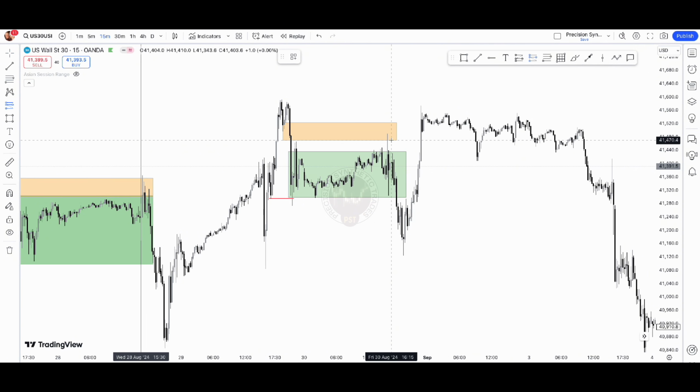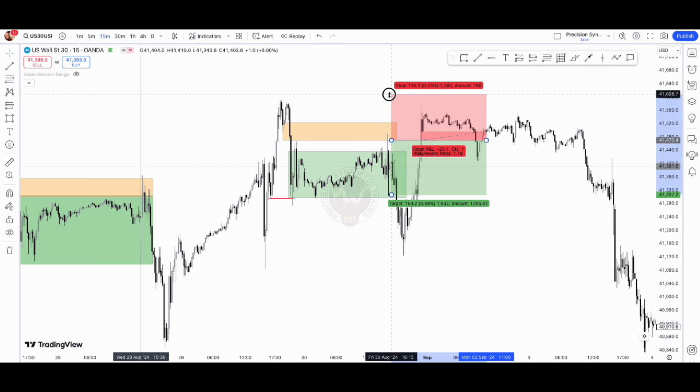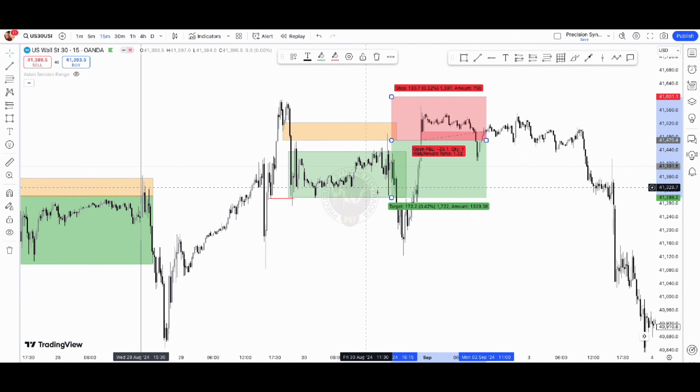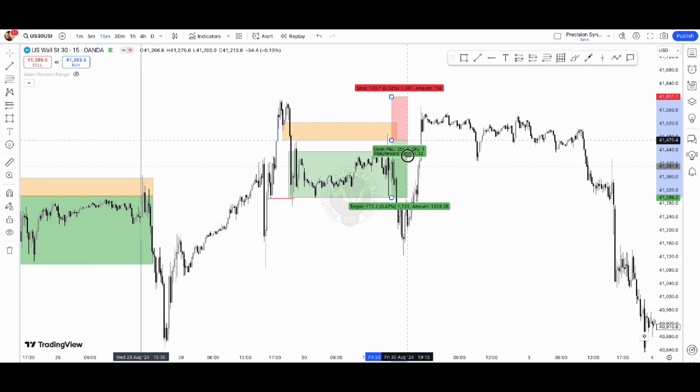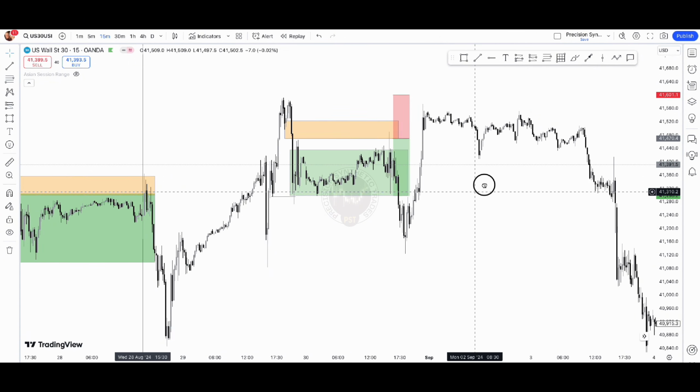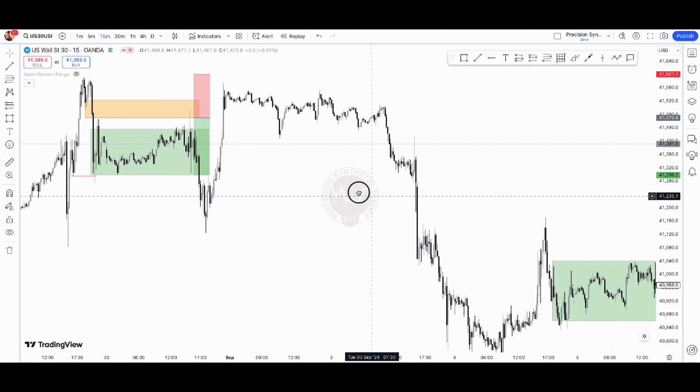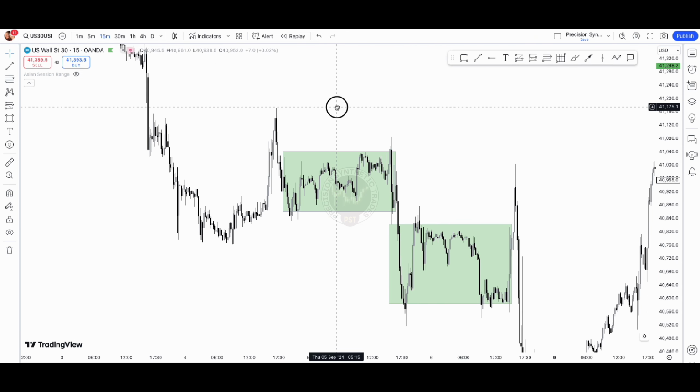You can take your entry from there, put your stops above that high, and you can target the end of this accumulation box. And that's a nice 1 to 3 risk to reward trade. Let's go to the next example.